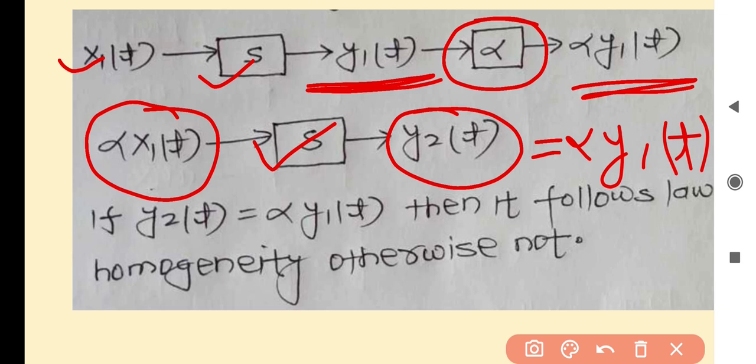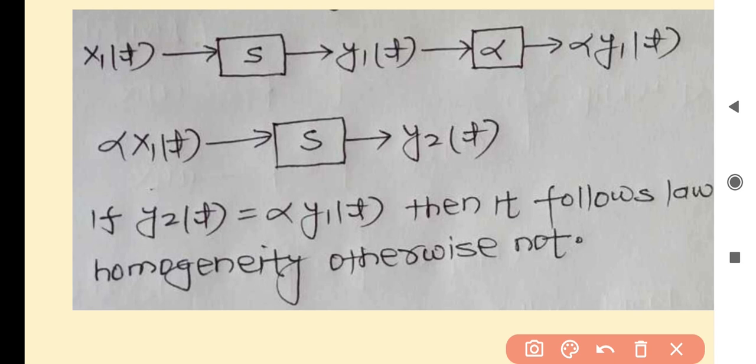That means if these two laws are followed by the system S, then strictly we can say that the given system is a linear system. As a summary, I will repeat. If the system follows the law of additivity and the law of homogeneity, then the system is linear. In the law of homogeneity, to check the law of additivity, I will replace input x as x1(t) and y as y1(t).